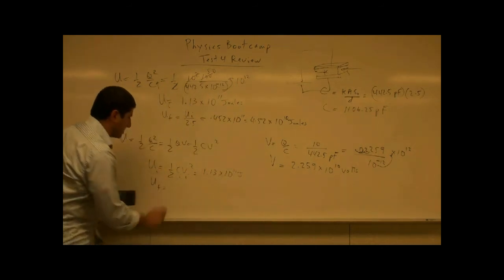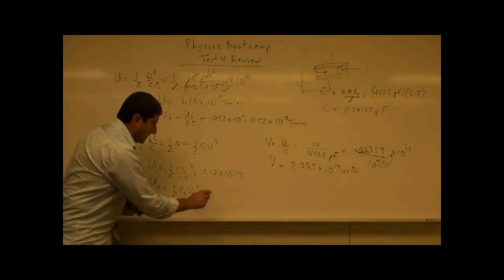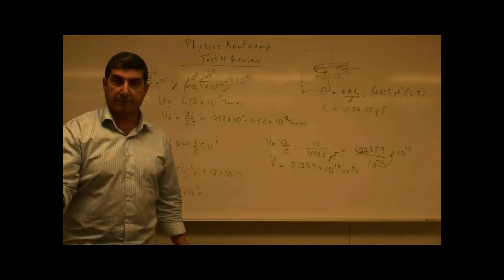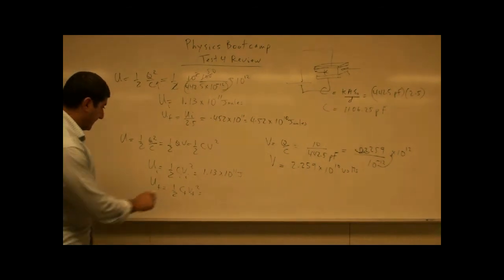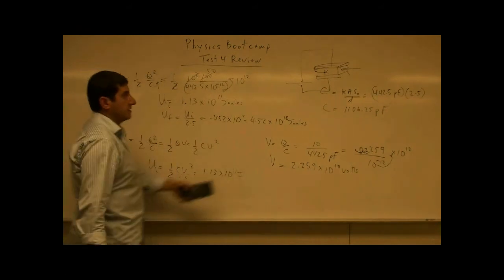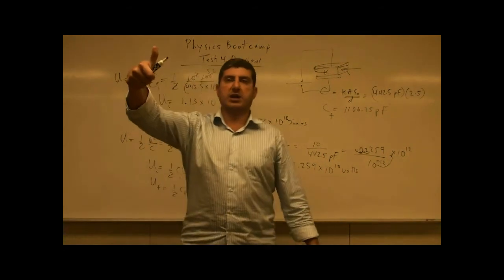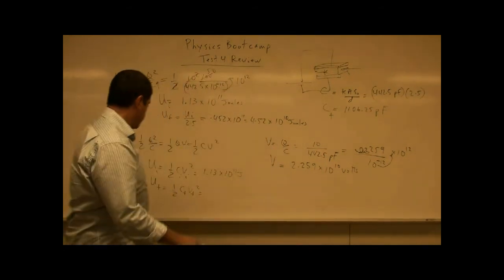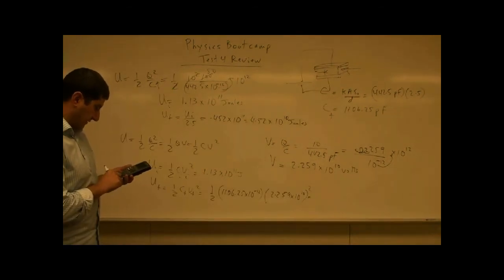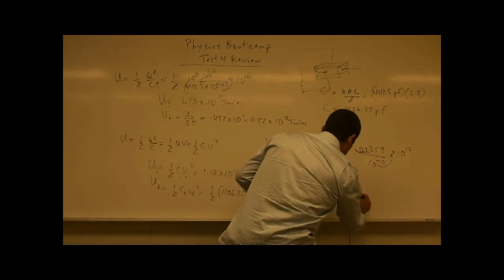U final is going to be what? Half C final, V final squared. Now, since I have it connected to the same voltage source, the V final is the same as V initial, so I can use this one. What's C final? The capacitance went up by a factor of 2.5, right? So I'm going to have half, and now you're going to have 2.25 times 10 to the power 11 joules.